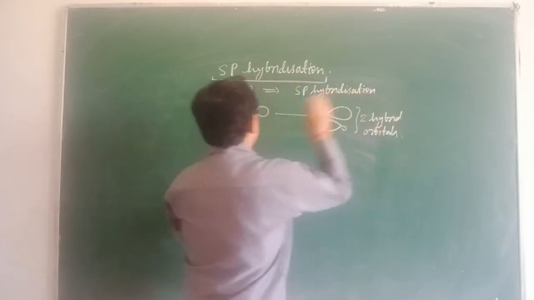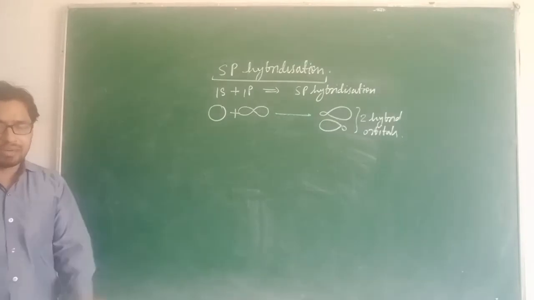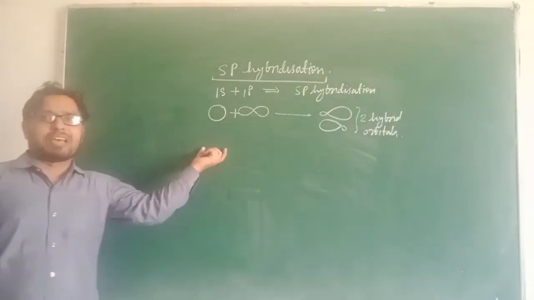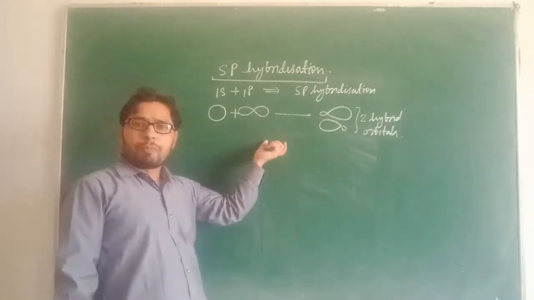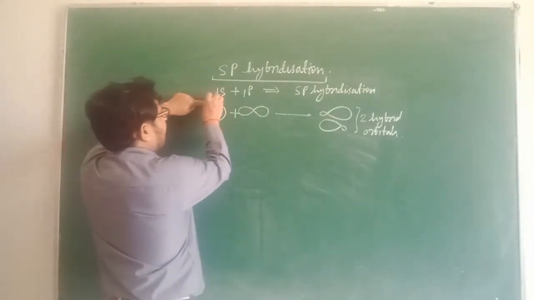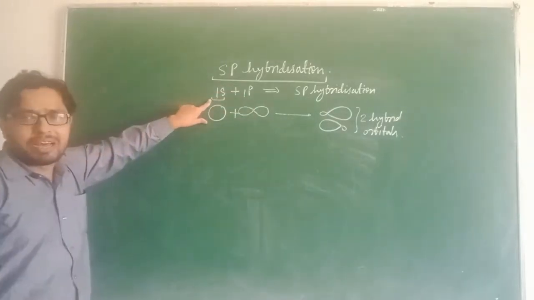That is. Now let's see how it will be coming. If I discuss how much s character is there, what is the percentage of s character and what is the percentage of p character. So let's see how it will be. You can see one is s orbital and one is p orbital. So total orbitals here are 2.